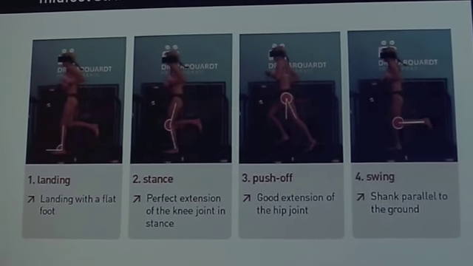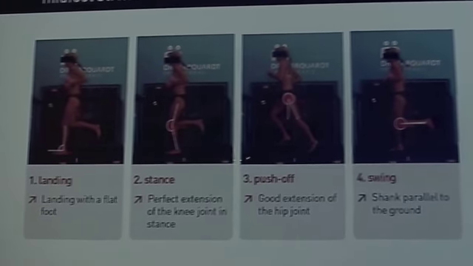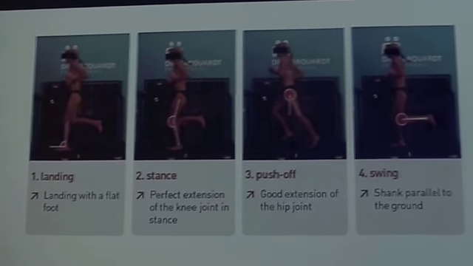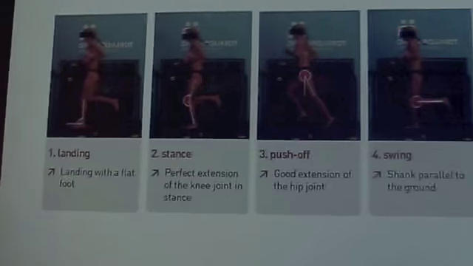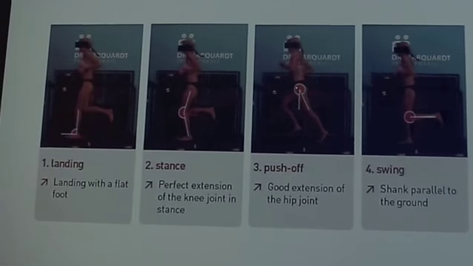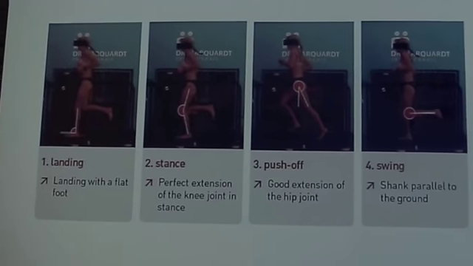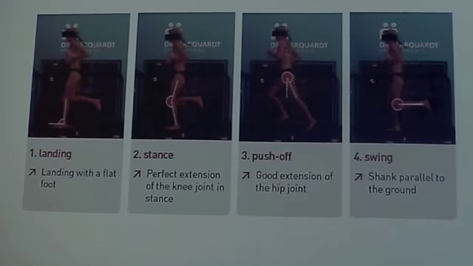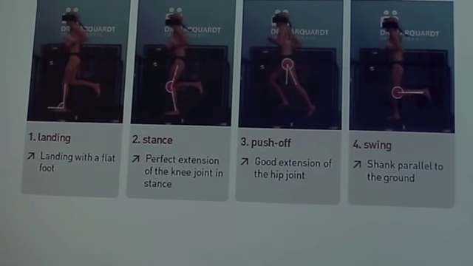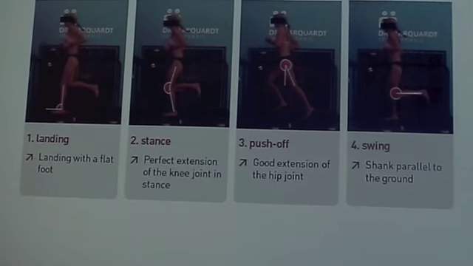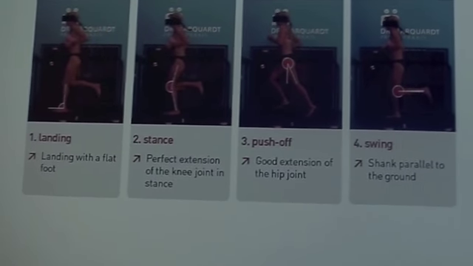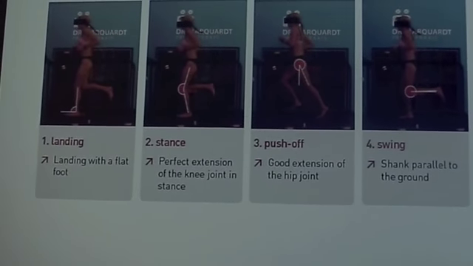In the mid-stance, we have a good extension of the knee, which saves the knee from hurting. In the push-off, we have an extension of the leg, which is good for higher speed. And in the swing phase, we see the shank parallel to the ground. That's what I like. You can learn that later on at 3 p.m.